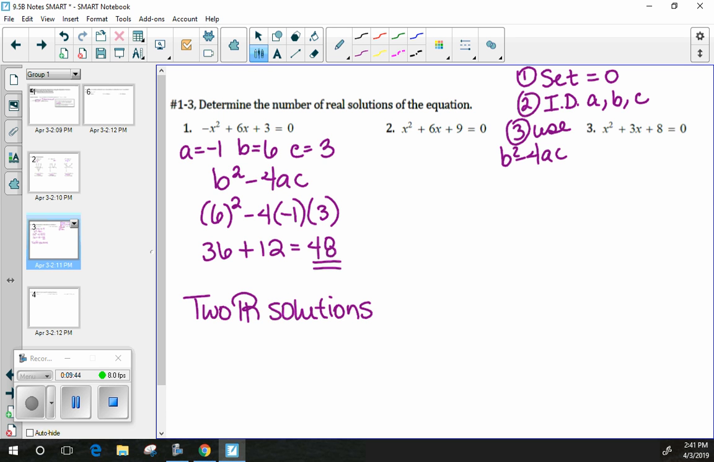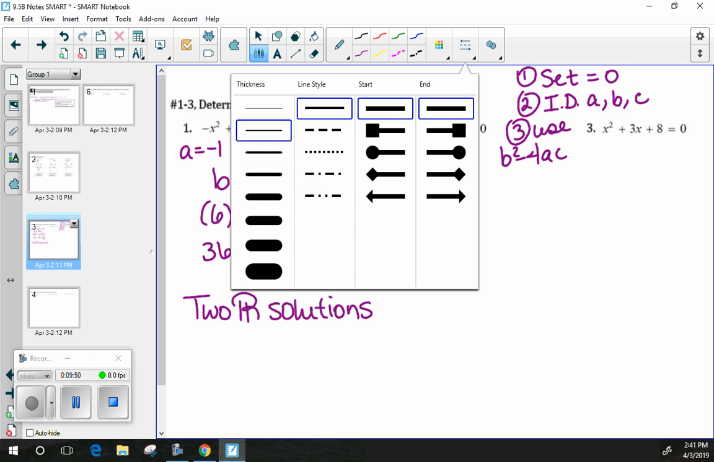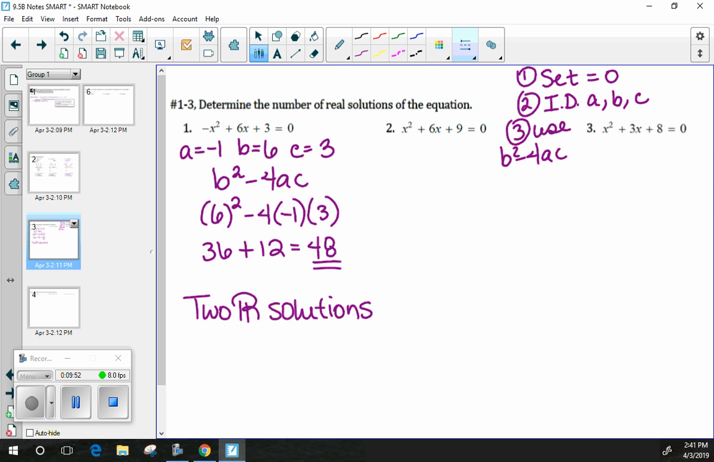Okay. Let's try number 2. Is it equal to 0? It's equal to 0. So let's make this a little easier to read. Then let's identify what is A, what is B, and what is C. Is that okay with everybody? 1, 6, and 9? Okay, and then we'll just use the discriminant since we don't have to solve all the way. We just need to determine the number of real solutions.